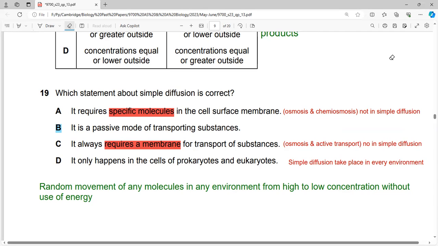B, it is a passive mode of transporting a substance. This is correct. There's no need for energy in that. So B is our correct option here. C, it always requires a membrane. There's no membrane needed. Osmosis and active transport always require a membrane, but simple diffusion does not. Diffusion and active transport happen in the cells of prokaryotes and eukaryotes. Especially active transport needs a living cell, because it depends on energy. Simple diffusion doesn't need energy. So that's why B is our correct option here.